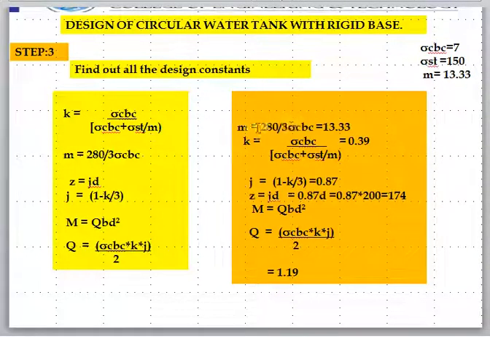Using this you find out m, find out k, you will get 0.39. j is 1 minus k by 3, 0.87. z is j into d, and M is Q b d square. So Q is 1.19. Is that correct? 7 into k, 0.39, into j, 0.87, divided by 2. It is coming 1.19. Yes, it is correct; 1.18 something you will get. So all these coefficients you found out. There is no confusion in that. It's direct: just put the formula and get the answer.